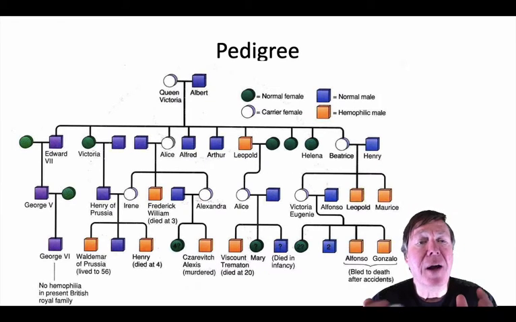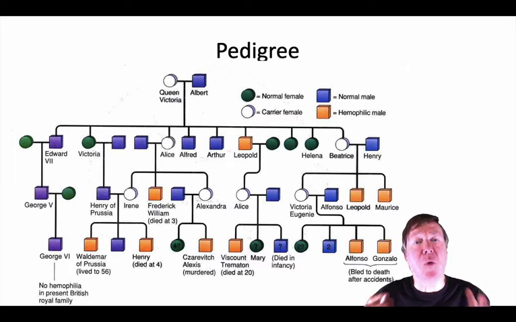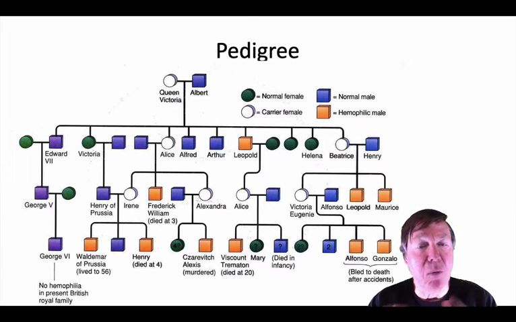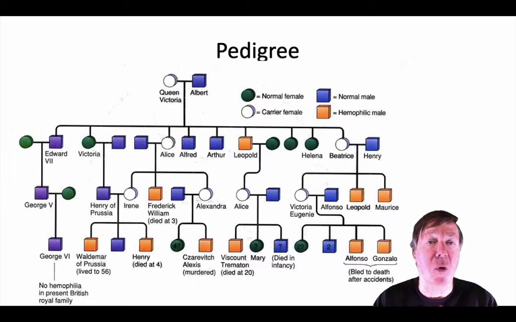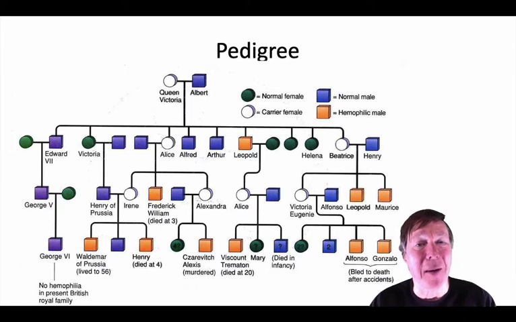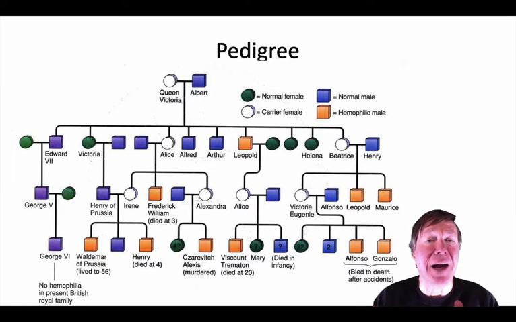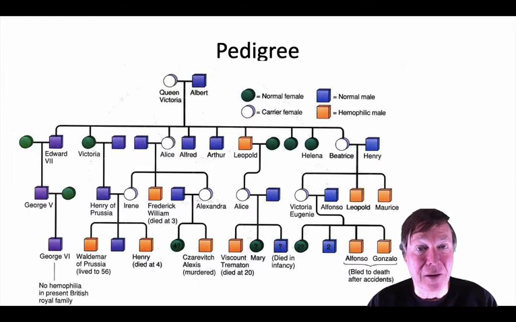But my point, back then, royalty could only marry royalty. Royalty could not marry a commoner. That was not allowed. If you were royal family, you had to marry royal family. That creates a problem. That's like saying you can only marry someone from your own family. Don't go there, because it's not pretty.